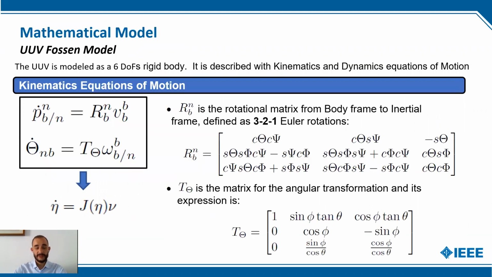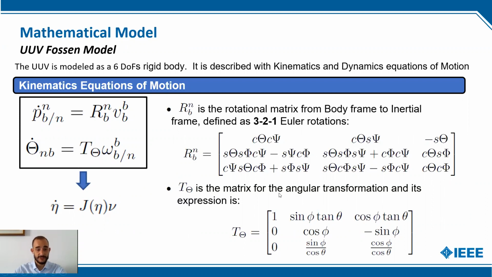Before starting with the implementation of the fault detection and isolation scheme, I will introduce the mathematical model of the UUV. The mathematical model used is the Fossen model. So a generic unmanned underwater vehicle is modeled as a 6 degree of freedom rigid body, and it is described with kinematics and dynamics equations.